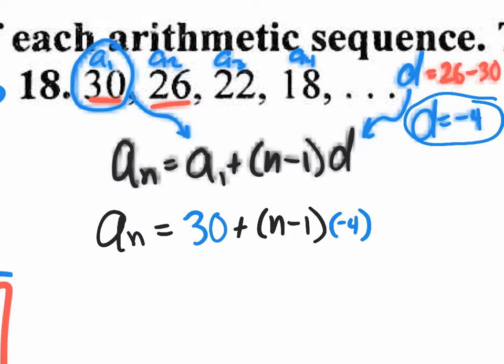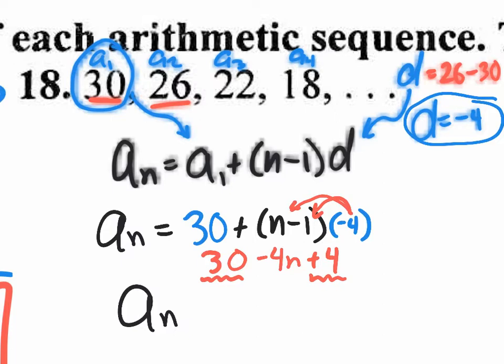However, let's distribute so we can make it nicer. We're going to simplify. Negative 4 times n, negative 4n. Negative 4 times negative 1, positive 4. I'm going to bring down the 30. I have 3 terms right there in red. All I'm going to do is combine like terms. 30 plus 4. What's 30 plus 4? 34. So my final a sub n rule is negative 4n plus 34.